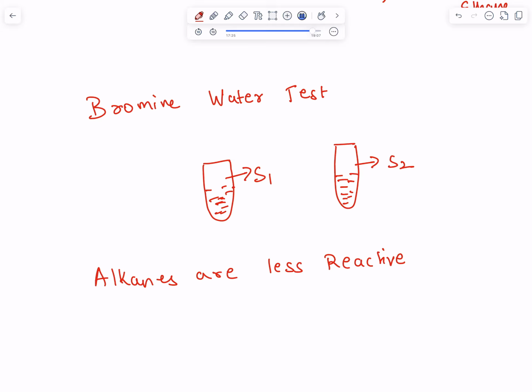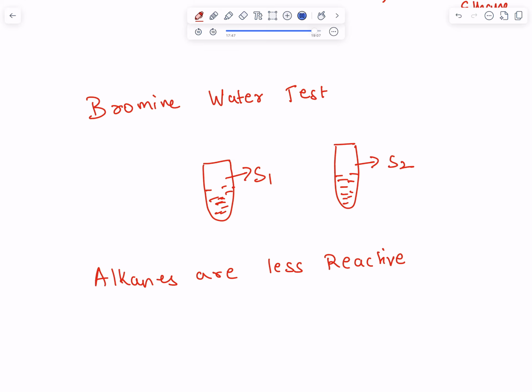They only undergo combustion and substitution reactions under UV light. So, in an exam, if they ask you why are alkanes less reactive than alkenes, alkanes are less reactive because they only contain strong carbon-carbon and carbon-hydrogen single bonds.